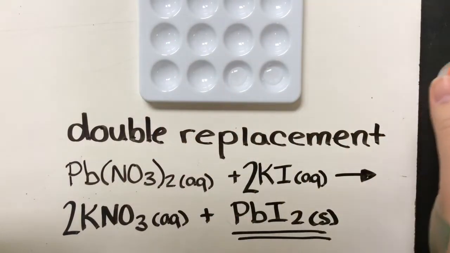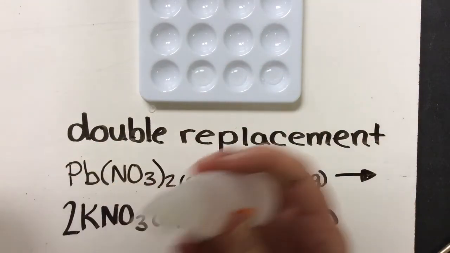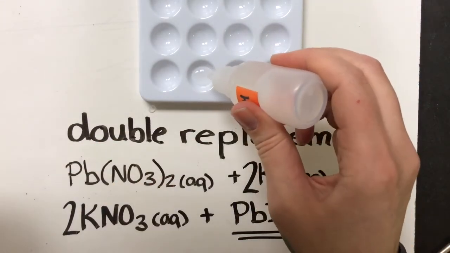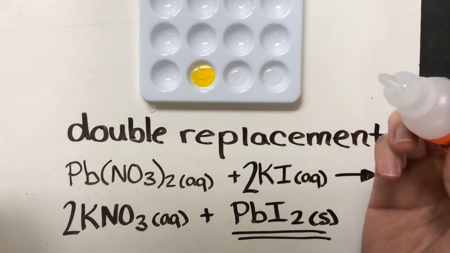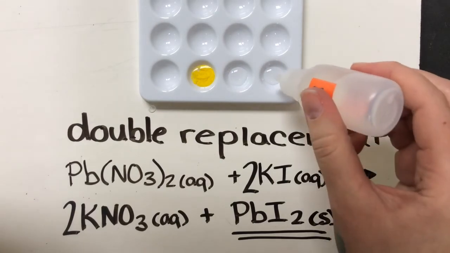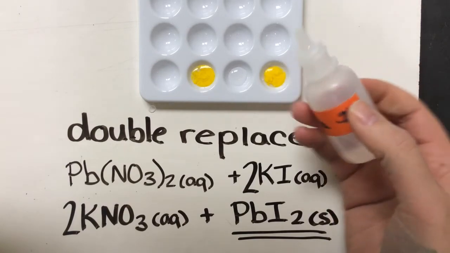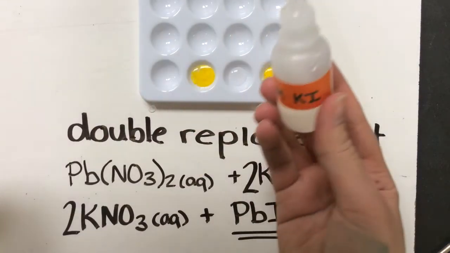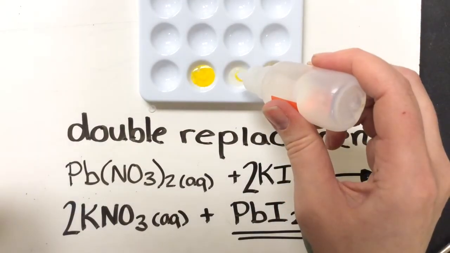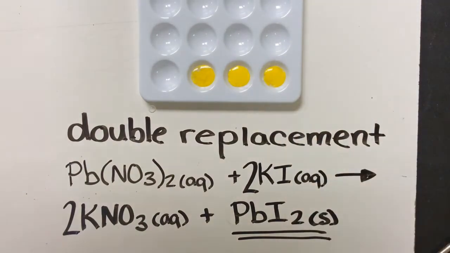So potassium iodide plus lead 2 nitrate forms a yellow precipitate. When the nitrate and the iodine switch places, or switch their partners with lead and potassium, an insoluble solid is formed. That insoluble solid is lead 2 iodide. That yellow that you're seeing there is lead 2 iodide.